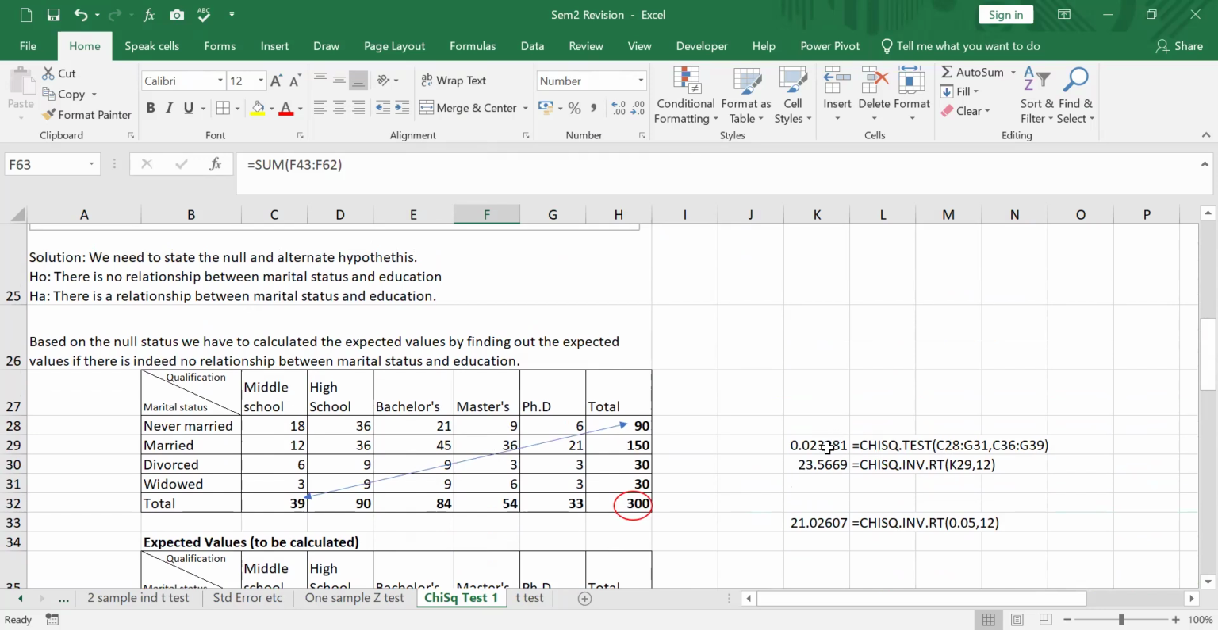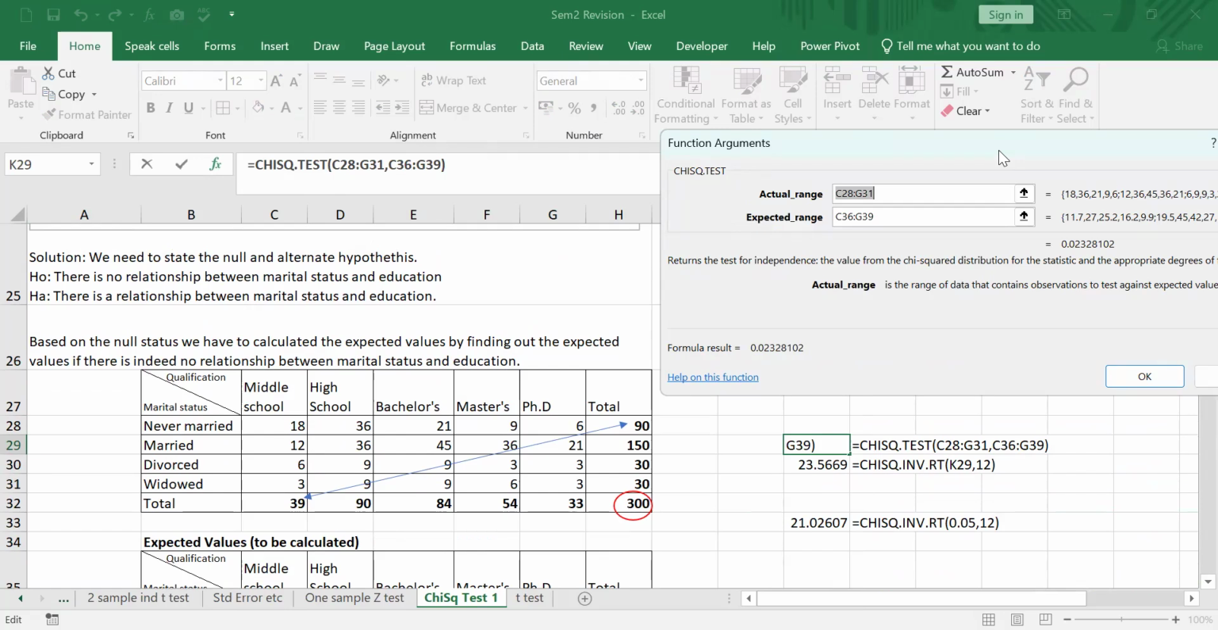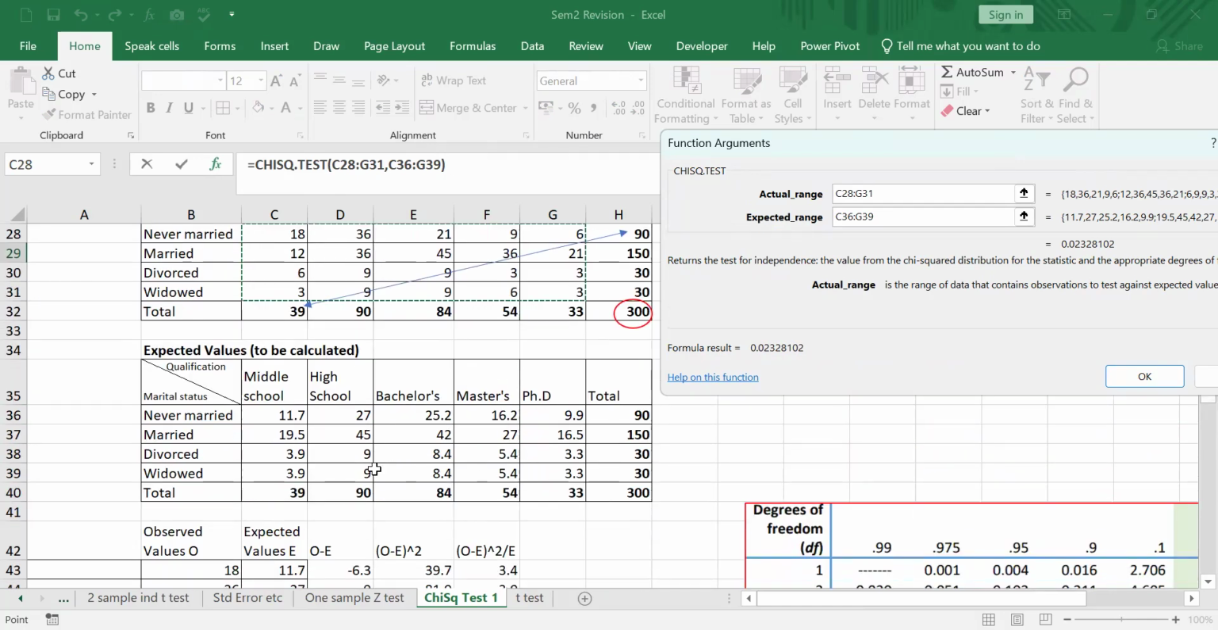The formula is CHISQ.TEST. Open the formula. It says actual range. Then what is the actual range? Then I select only this March. That is actual range. What is the expected range? Expected range we have calculated. That is this much. Expected range is here.